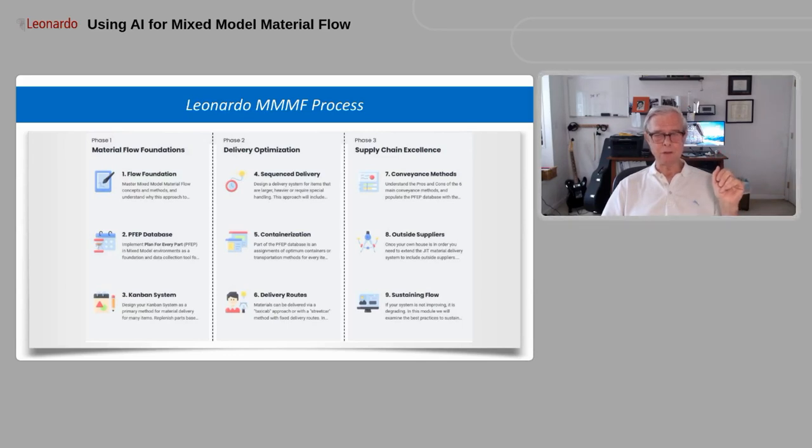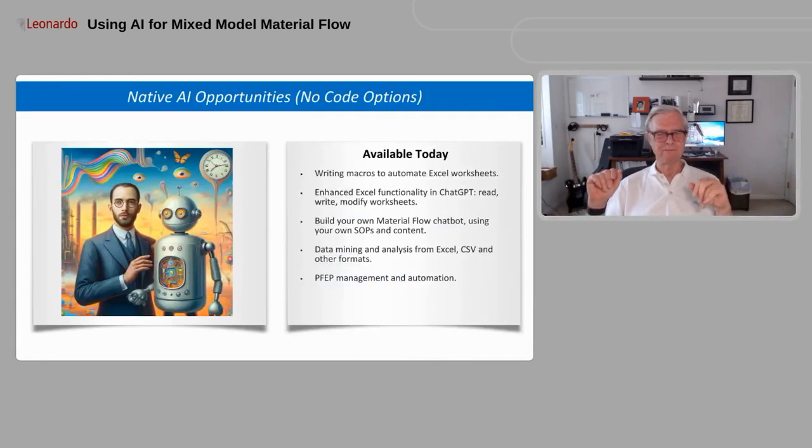And then we have this whole issue of outside suppliers that I just touched on, big issue. Not something that's ever going to be done really, but a huge differential if you can do this right. And then finally, sustaining. So how do we bulletproof this whole system? How do we keep it up and keep it running? So that's basically the course outline for the mixed model line design course.